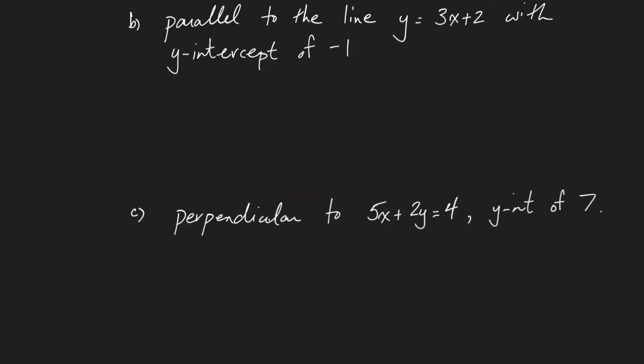Now I want you to work through B. You need to build the equation of the line that is parallel to the line y equals 3x plus 2 with a y-intercept of -1. Same thing: go ahead, pause the video, and come up with that equation. Pause it now.